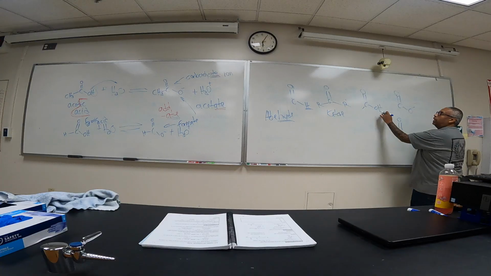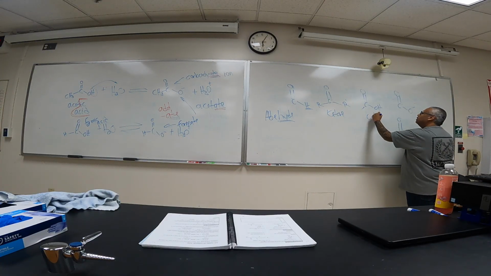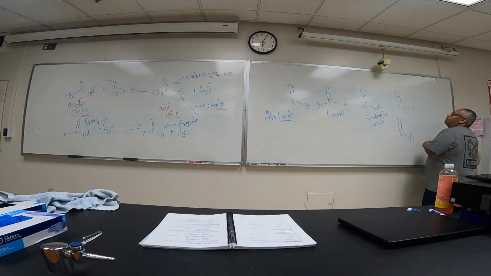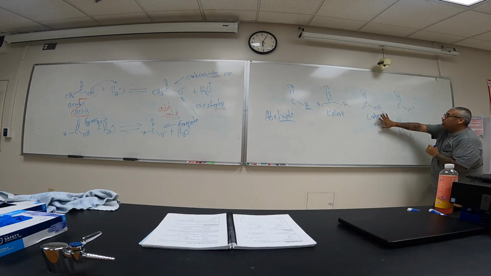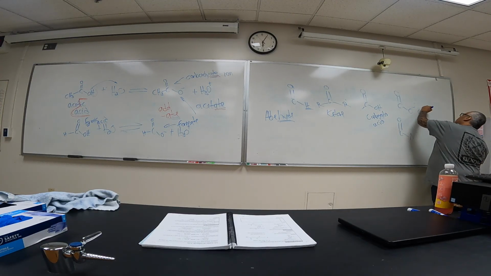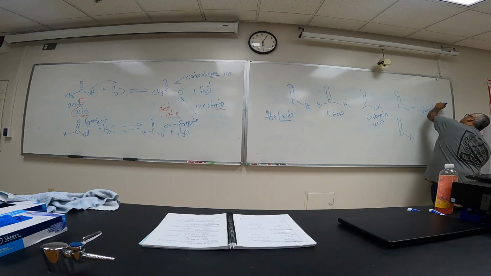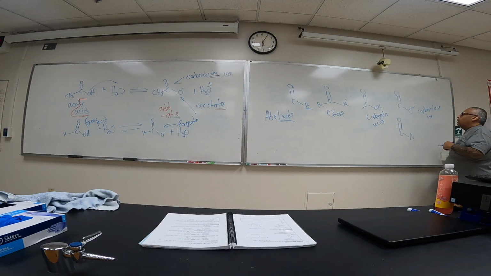My carboxylic acid, I just have to memorize that. Carboxylic acid. Without the hydrogen, it looks like this. This must be my carboxylate ion. This one is an amide, but we'll talk about that later.